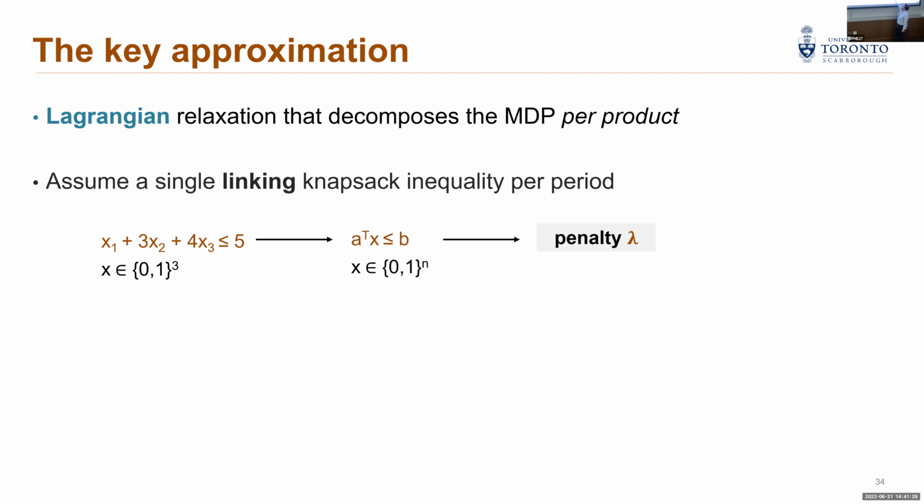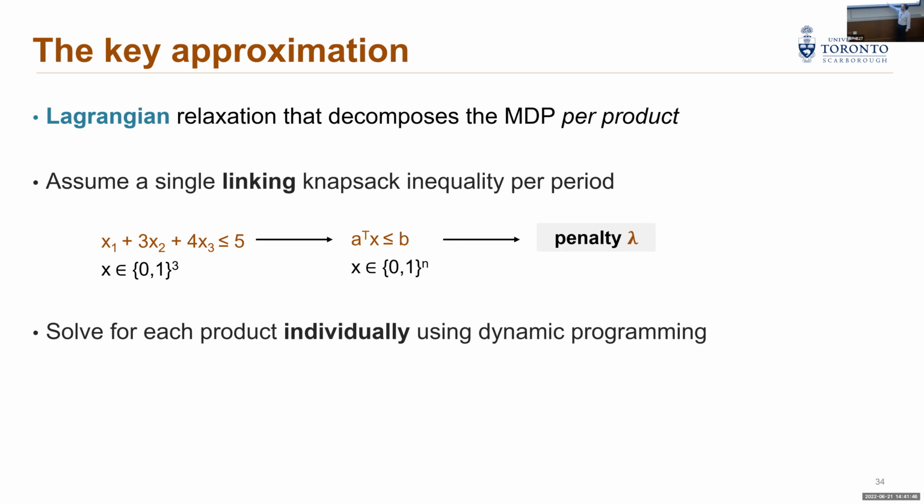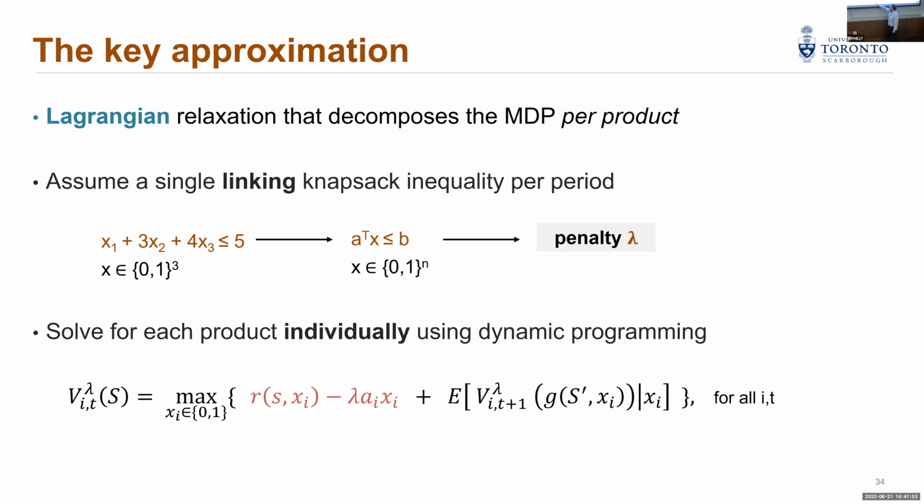And then I'm going to take these constraints and associate a penalty with them, the penalty of violating those constraints. You can think of exactly the Lagrangian 101 that you learned in the first MIP class that you had, right? You're going to dualize these constraints and put them into the objective function. Once you put them in the objective function, you're going to solve each product individually using dynamic programming. Again, it's a Markov decision process, but it's individual per product.